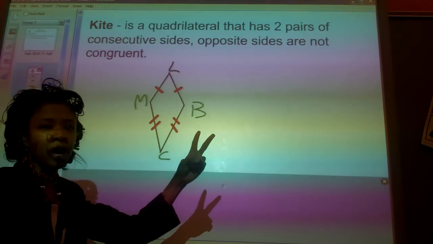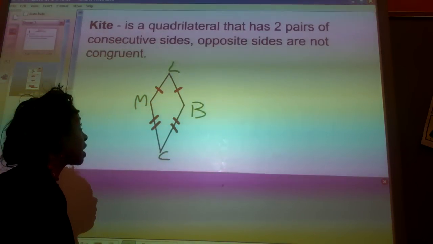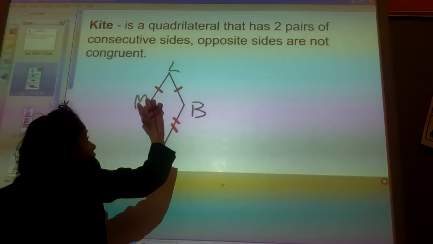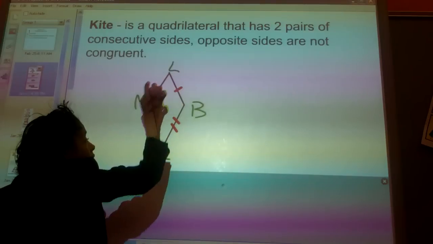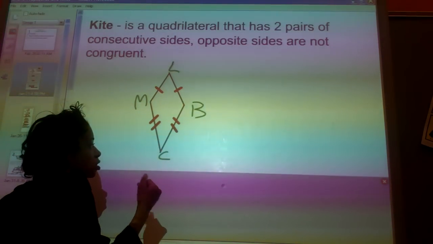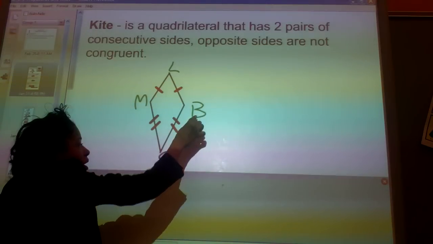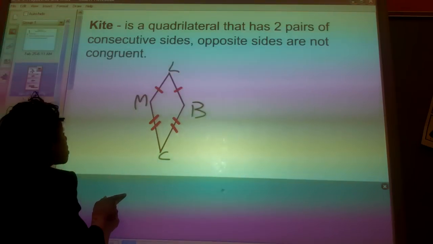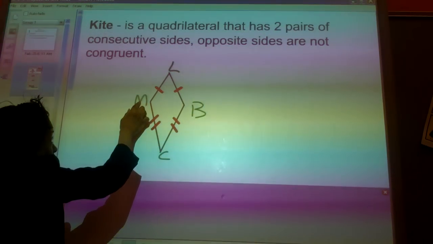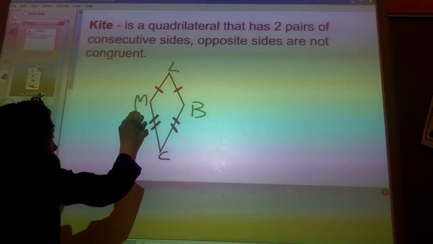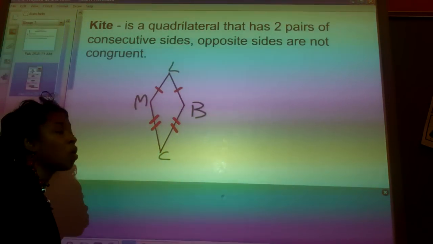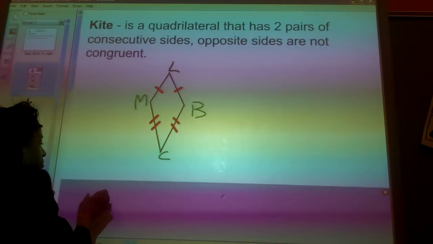Alright, so we have 2 pairs of congruent consecutive sides. The first pair that are congruent are, again, ML and BL, and then the second pair of legs that are congruent is BC congruent to MC. Alright, so that's a kite. Remember, the opposites are not congruent, so MC is not congruent to BL on a kite.